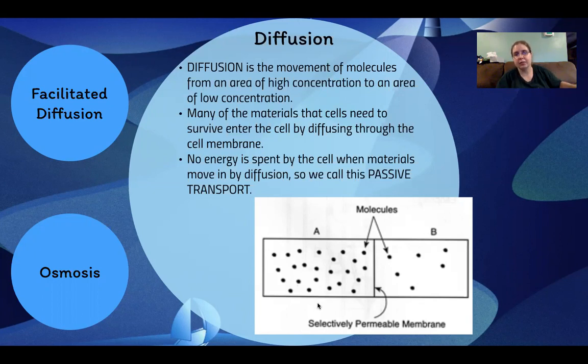So because there is no energy that is spent, we do call this passive transport. So it's a type of cell transport that does not require any energy. So diffusion is simply the movement of molecules across the membrane.